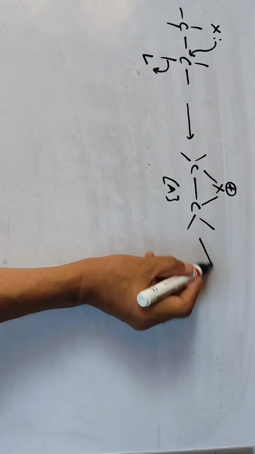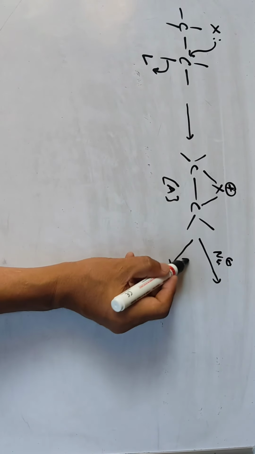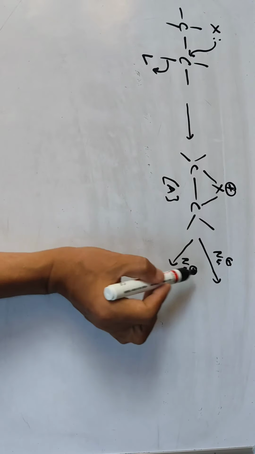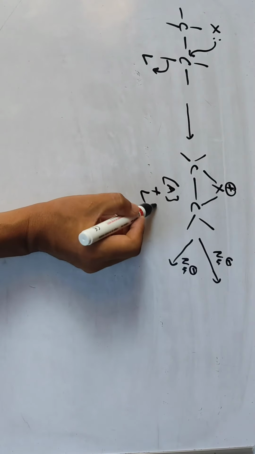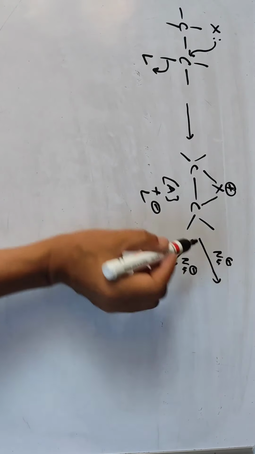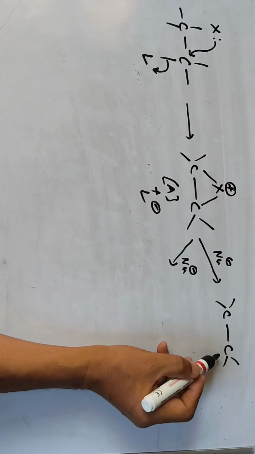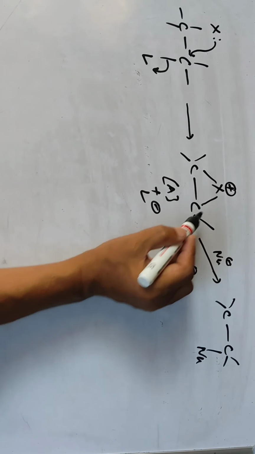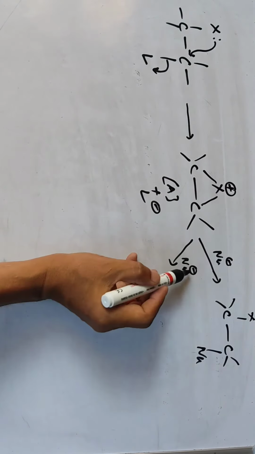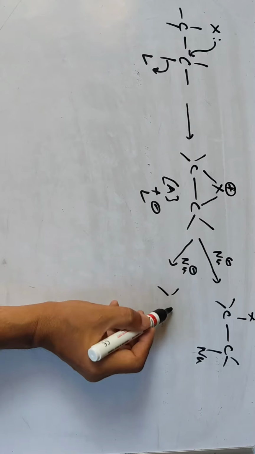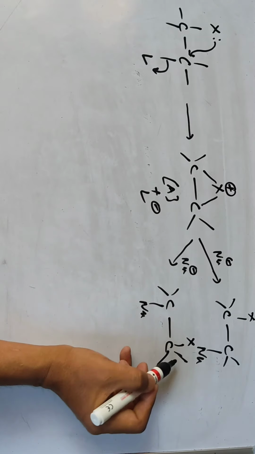Now intermediate A can be attacked by a nucleophile in two positions. The nucleophile, having a negative charge, can attack either here or here, along with the L negative charge. So you can have two products. If the nucleophile attacks here, then we have the nucleophile here and X here, so we have one product. If the nucleophile attacks the other position, we have the nucleophile there and X here, so we have another product.